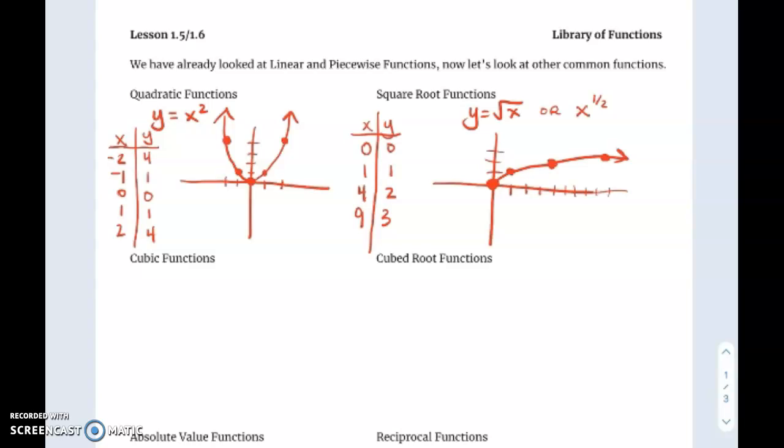All right, cubic functions. So y equals x cubed, with a 3 as the exponent. That also has no fraction or radical, so it's got domain negative infinity to infinity, which means you could plug in anything. So let's plug in positives and negatives again, just like the squared function.